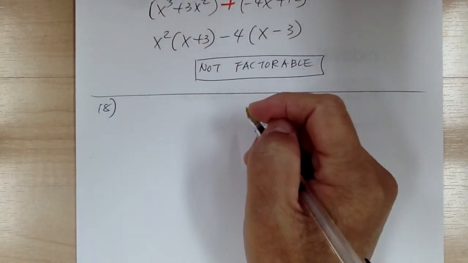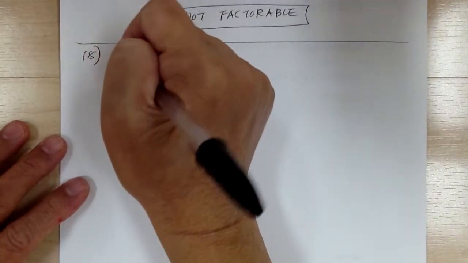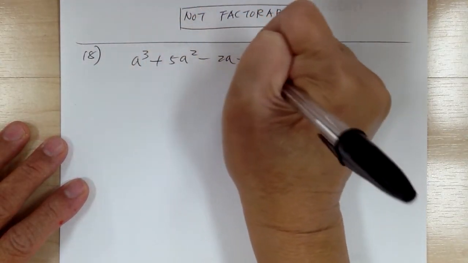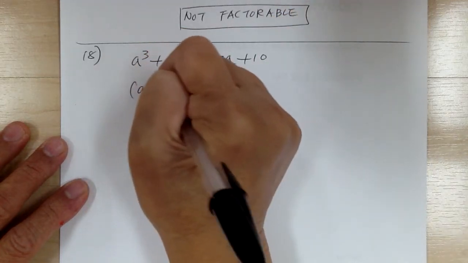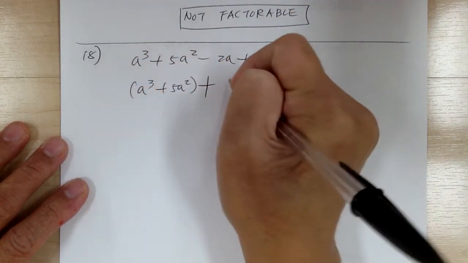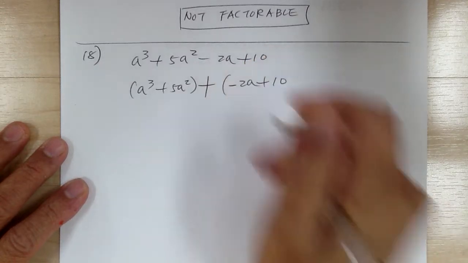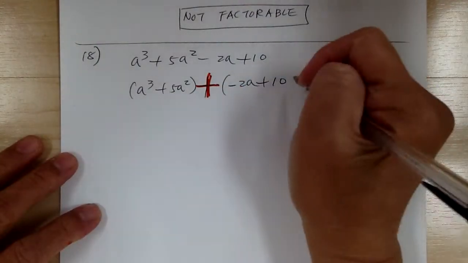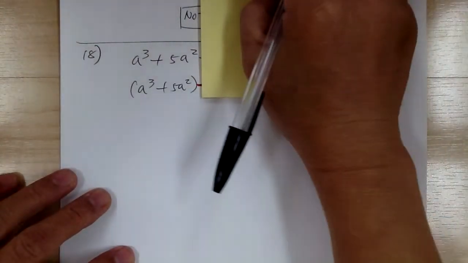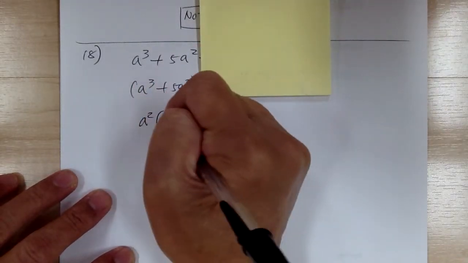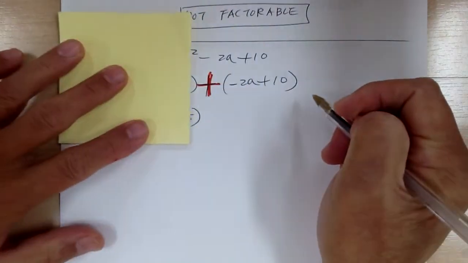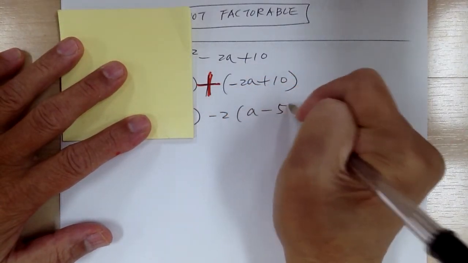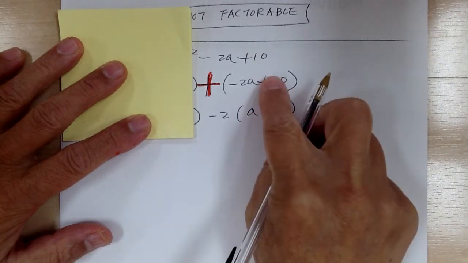Okay, number 18. You've got a to the 3 plus 5a to the 2 minus 2a plus 10. So you can do the grouping. You can always put a plus between the groups. For the first half, you can factor out the a squared, so you've got a plus 5. For the next one, there's a negative, so you have to factor out the negative. So factor out the negative 2. You get a minus 5, right? Double check. Negative times negative gives you positive.